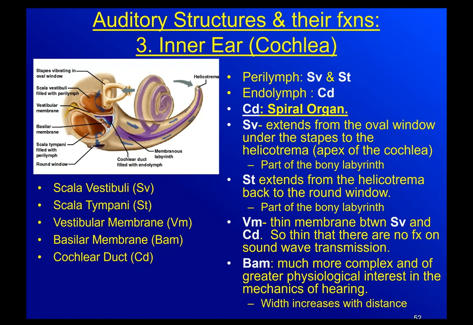So you've got the scala vestibuli, the scala tympani, the vestibular membrane, the basilar membrane, the cochlear duct. Just so you know what abbreviations I'm using. Perilymph is in, as I said, the scala vestibuli up here and the scala tympani down here. Endolymph only exists inside of this purple balloon, the cochlear duct. Okay? So the cochlear duct, because in its natural form it's actually wrapped around like a cinnamon roll, is often called the spiral organ.